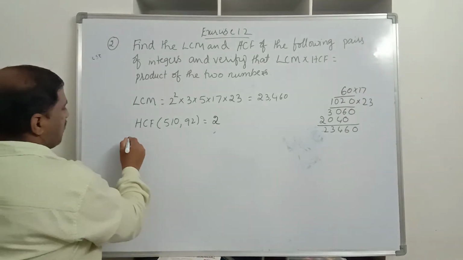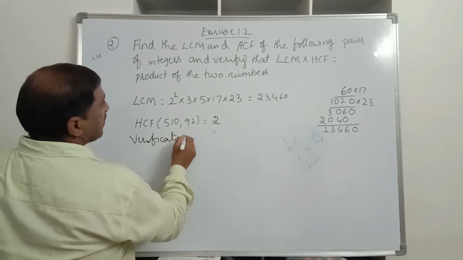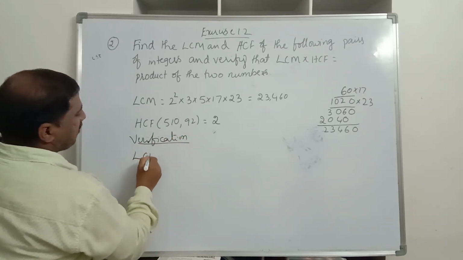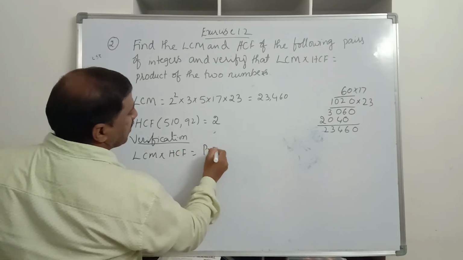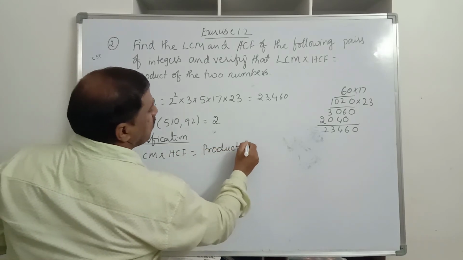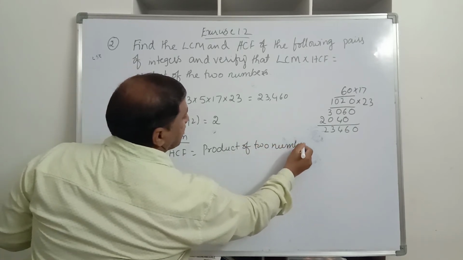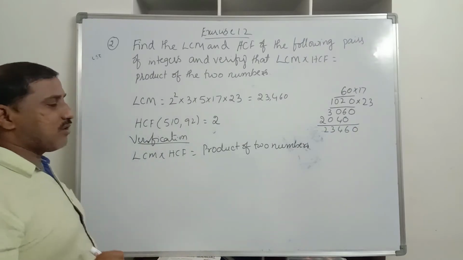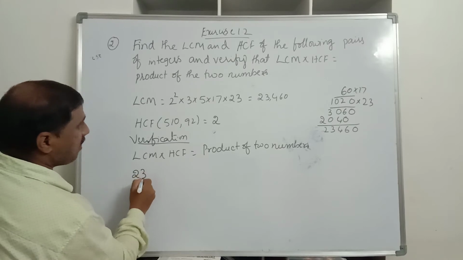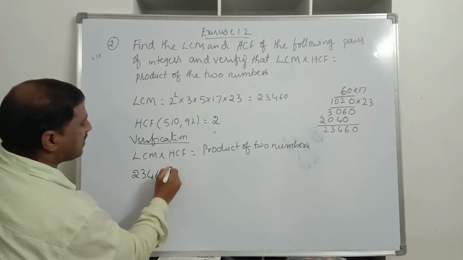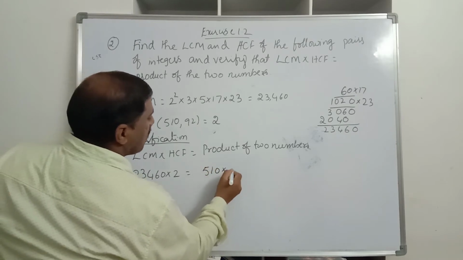Now verification. We need to do verification for that statement. What verification do we have to do? LCM into HCF is equal to the product of two numbers. So LCM is 23,460 into HCF, which is 2, that is equal to 510 into 92.